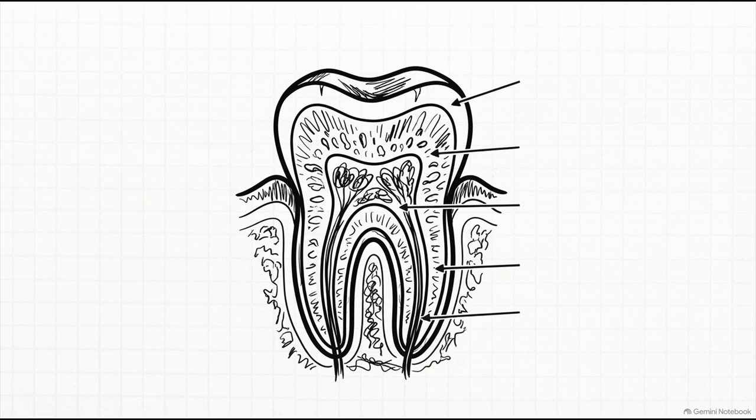Down below the gums, the root is covered by a thin layer called cementum, which attaches it to the jaw. But here's the crucial point, the periodontal ligament. I really want you to remember this as the vital shock absorber. It keeps the tooth stable in its socket when you chew. Honestly, understanding these specific terms makes reading a complex dental chart infinitely easier.